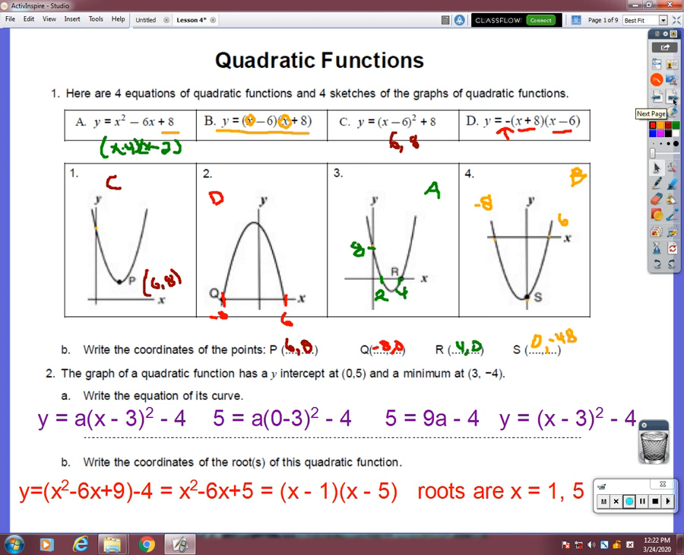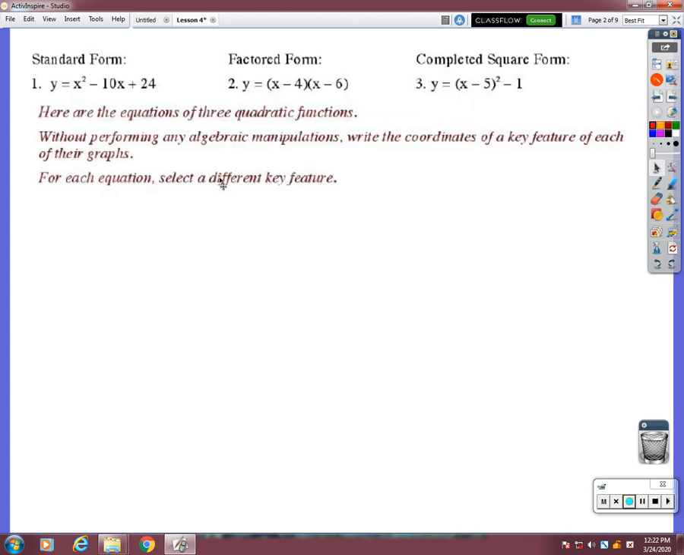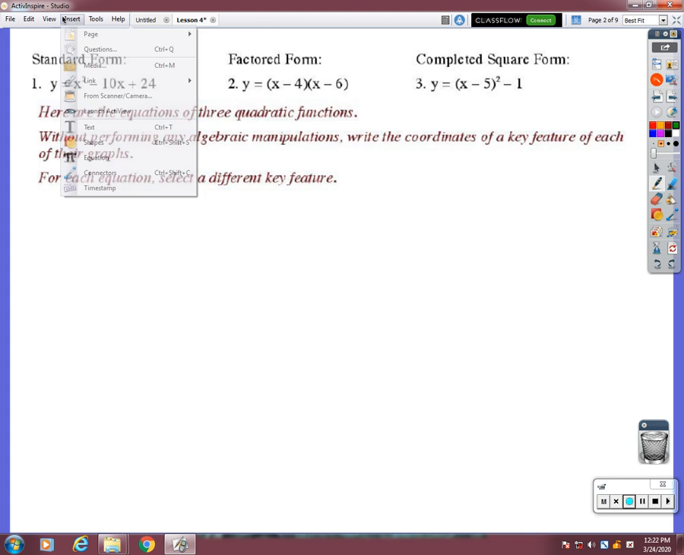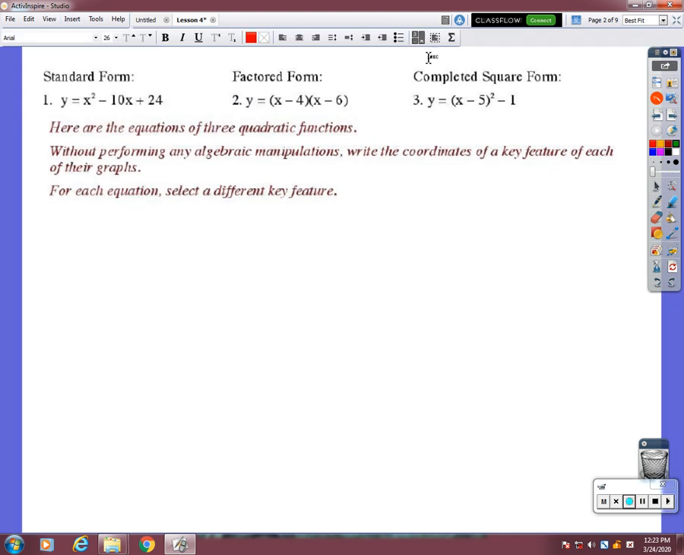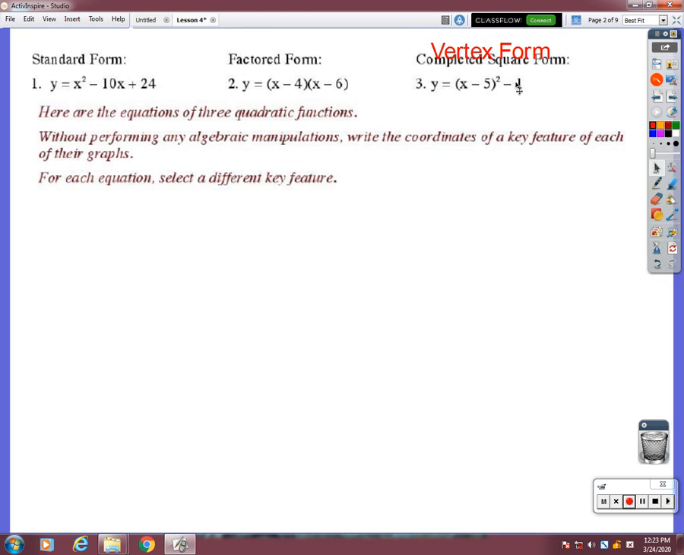Okay, so these are the three different forms. The standard form is just written all out regular. Factored form is factored with parentheses, and then this is the completed the square form, or a lot of times you'll see this called, the word I've been using is vertex form. So I think I'm going to just keep calling it vertex form because that's what you'll usually hear.